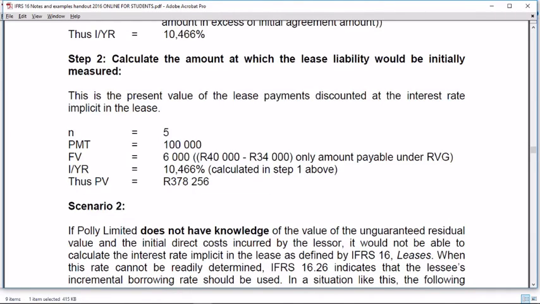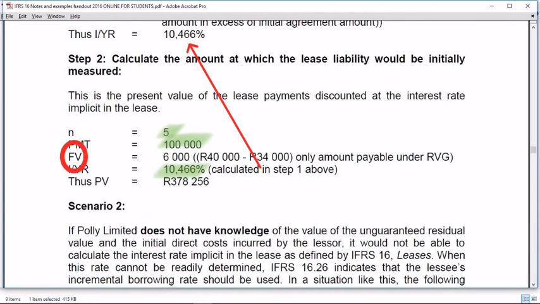When we now have the interest rate implicit to the lease, we will be able to calculate the present value of the lease payments at which the lease liability should be initially measured. For purposes of calculating this present value, we now do the calculation from the perspective of the lessee. It's the lessee who needs to recognize a lease liability. N is your lease term. Payments is determined according to the IFRS 16 principles. The interest rate that we now input is this 10.466%, which we have just calculated above in step 1.